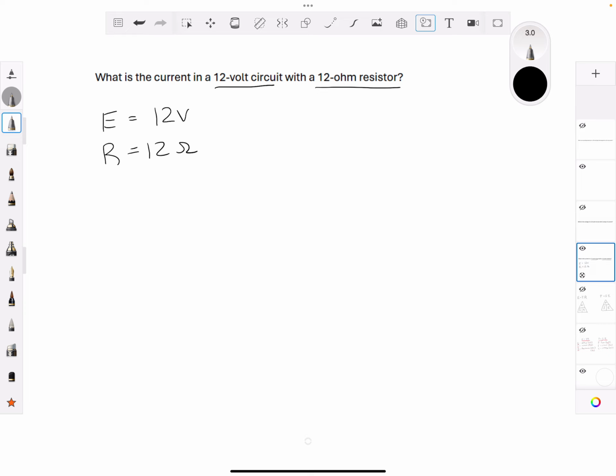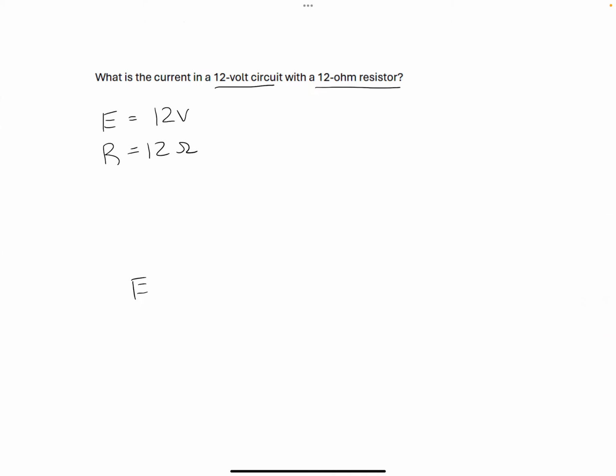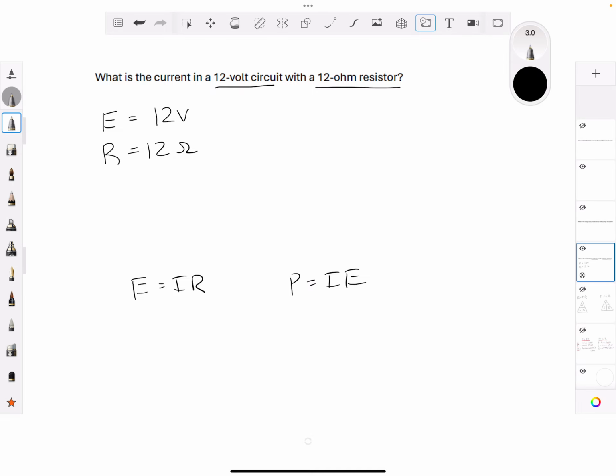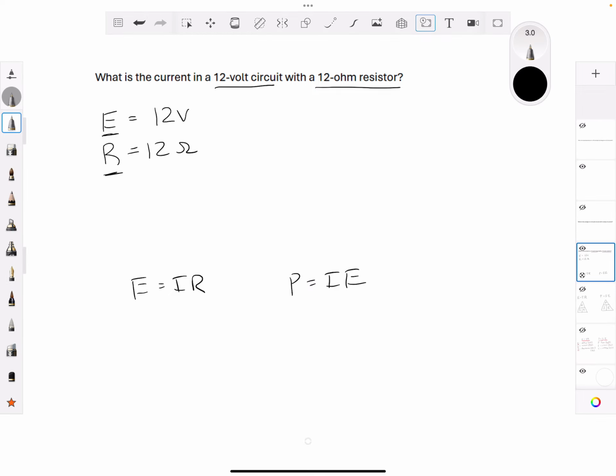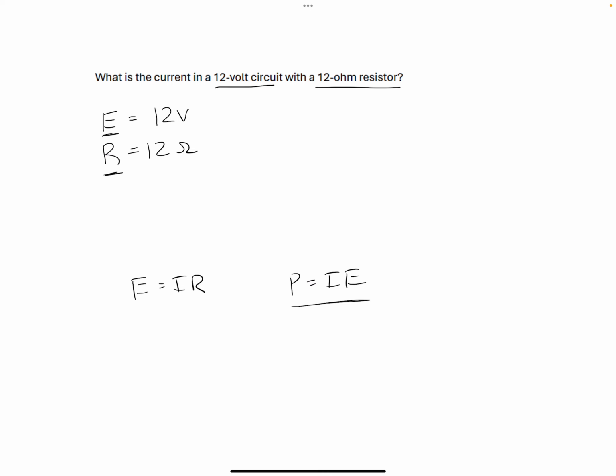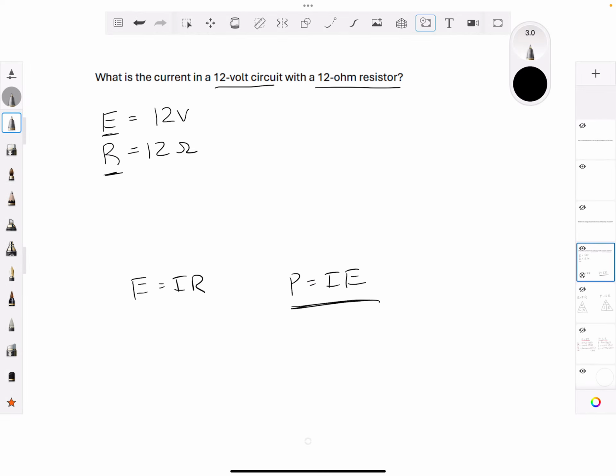It doesn't tell you what equation you have to use. You have to figure it out, right? So we need to know the two equations. You have to have these memorized, and you need to know what every variable stands for. In this case, I have voltage and I have resistance. I can only solve these equations if I have two known values and one unknown value. So in this case, let's see if we would use pi first. I do have voltage, but I don't have current or power, right?